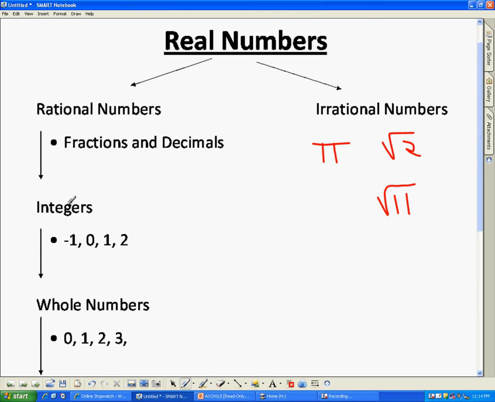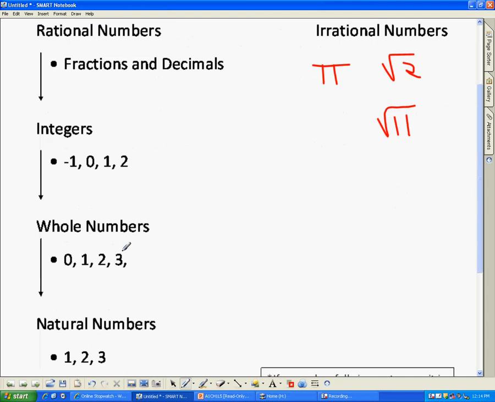real numbers. So then you've got whole numbers. Whole numbers are 1, 2, 3, and so on, but include the number 0. If a number is considered a whole number, it's also considered an integer, and it's also considered a rational number.